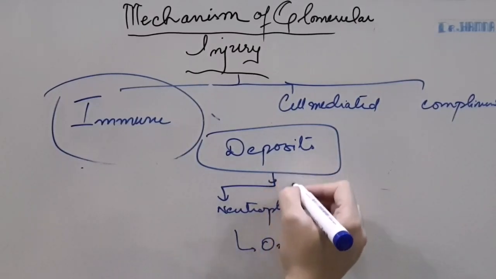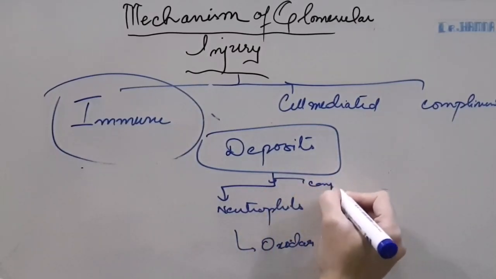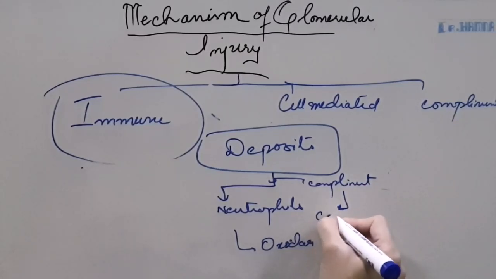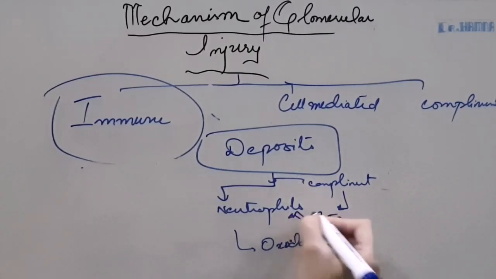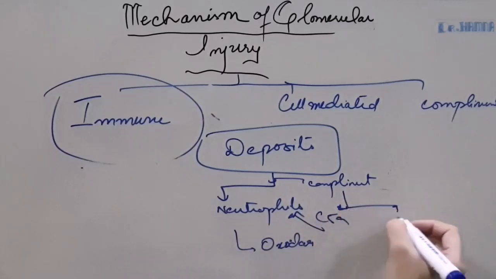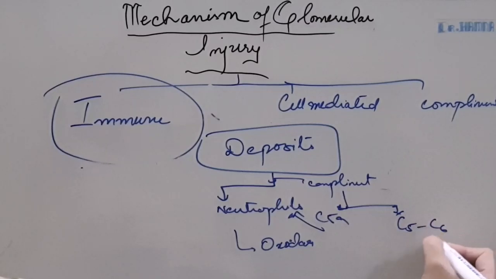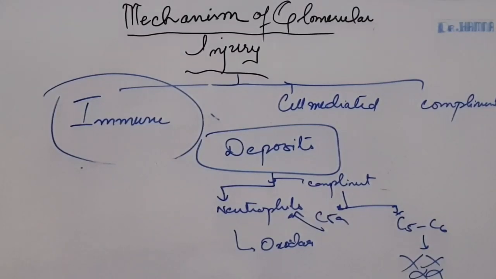Secondarily, these deposits activate the complement system. The complement system produces C5a, which helps recruit neutrophils. Secondarily, it forms the membrane attack complex, C5 to C9, and this leads to lysis of the cells in the glomeruli. This was the main mechanism of the glomerular injury.